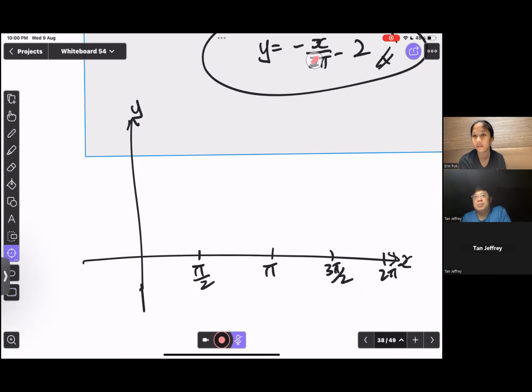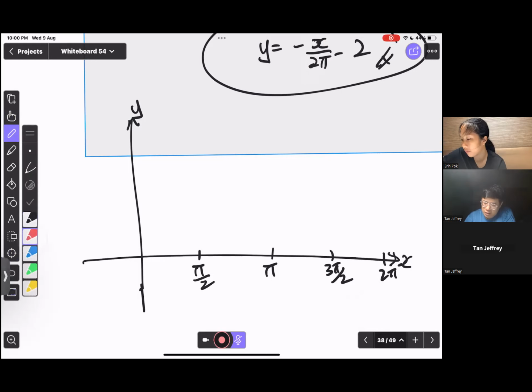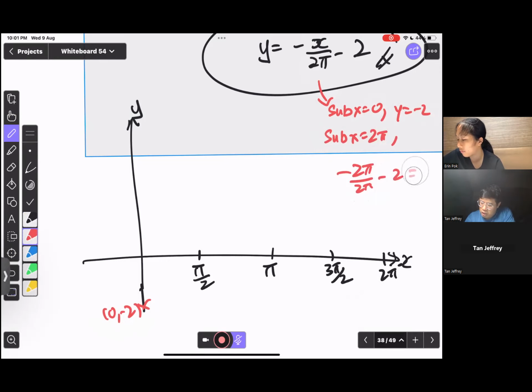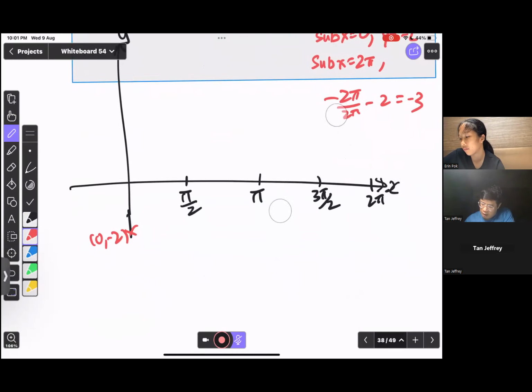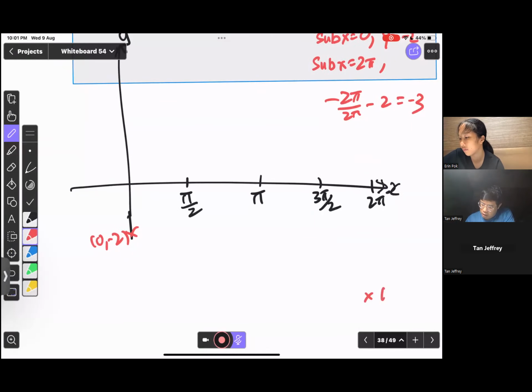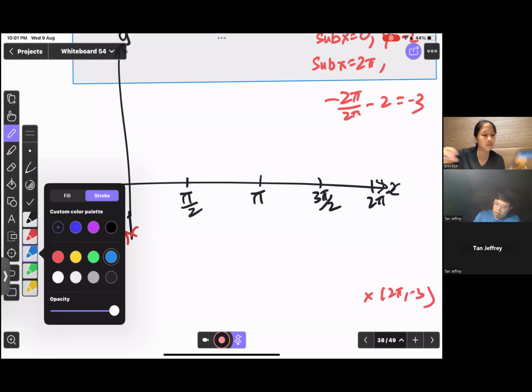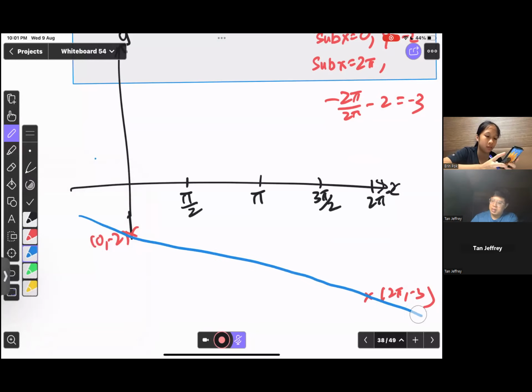So what you do is very simple. You sub x as 2 pi. Then you can see 2 pi over 2 pi is 1. So first one, very simple. You sub x as 0. Straight away, y is -2. So 0, -2. Next, you sub x as 2 pi. Because 2 pi over 2 pi is 1, minus 2 is -1. So it's 2 pi, -1. That line, you got the line already. Draw your straight line past these 2 points and you are done.